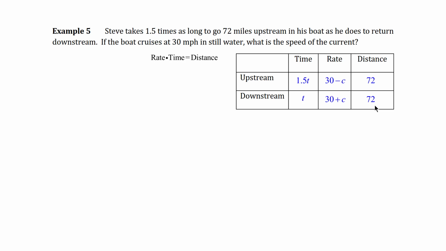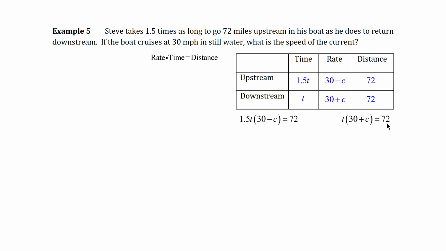Next, we get the equation for each row by multiplying the rate and time and setting it equal to the distance. So going upstream, we have the equation 1.5t times parentheses 30 minus c equals 72. The equation for going downstream is t times parentheses 30 plus c equals 72. Now we have 2 equations with 2 variables.